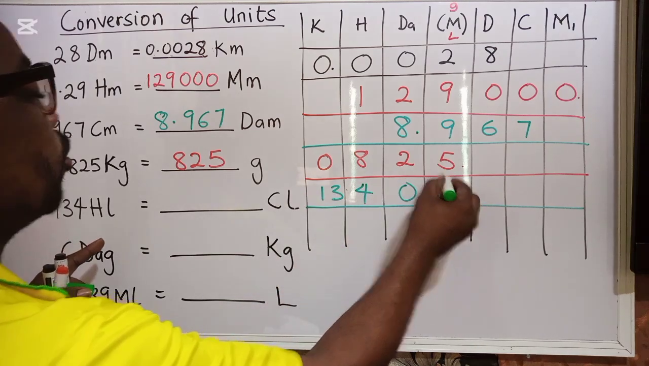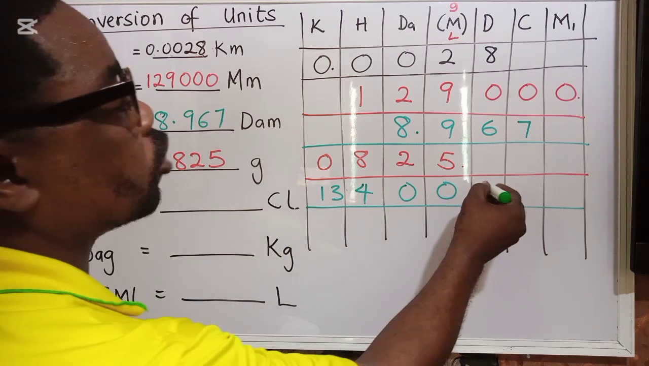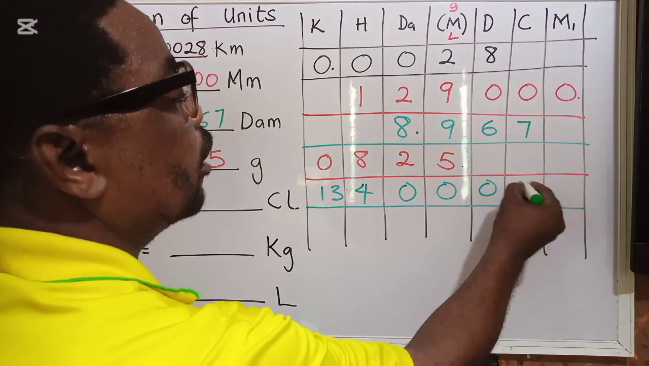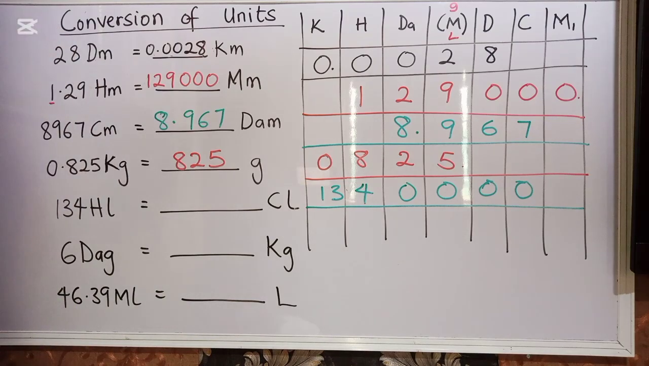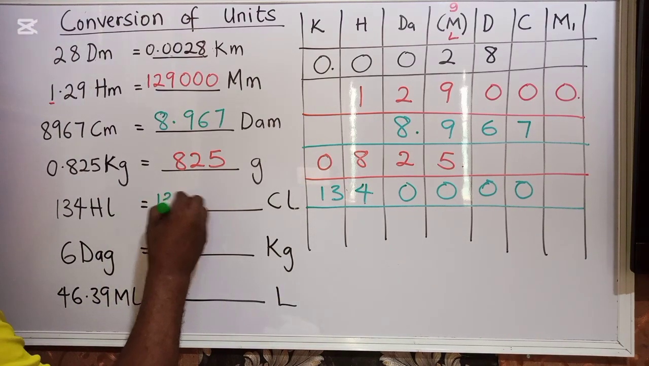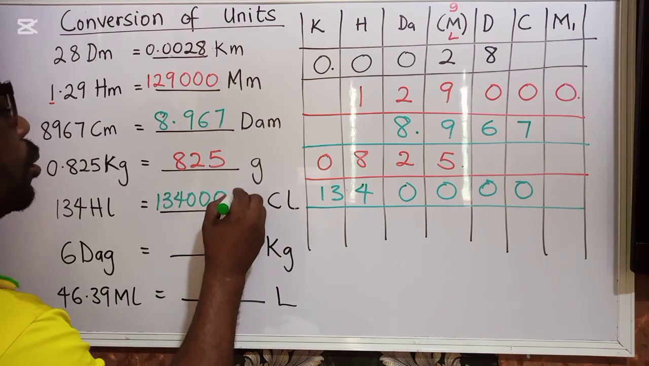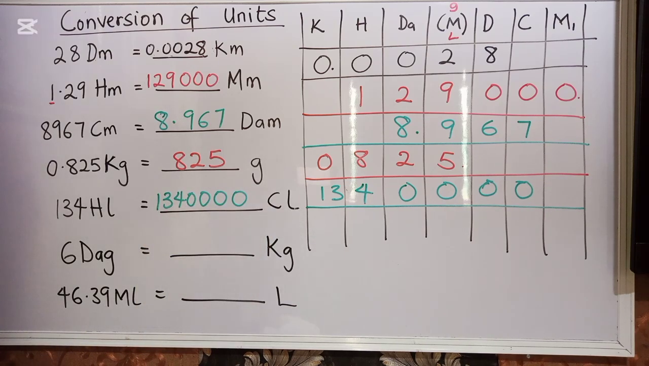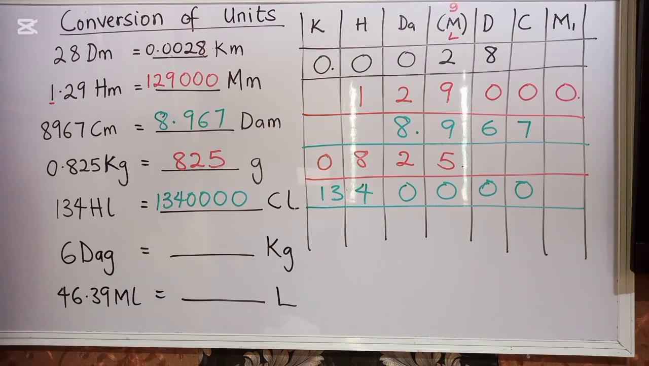0, 0. Remember, have it at the back of your mind that you are going to centiliter. You don't stop until you get to centiliter. So when you get your centiliter with 0, if you put point here, it does not make any sense. So that means our answer is now 1,340,000 centiliter. Isn't that very fantastic?